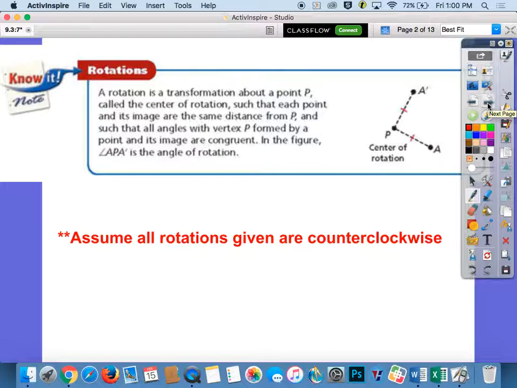So your center of rotation, again, we can call it point P here. You guys can always assume that when we rotate, we're going to rotate counterclockwise. So the pre-image of A rotates to become A prime, and both of these are going to be equidistant from the center of rotation. So that's all it's telling us right here. Also, angle A prime P A is going to be the angle of rotation.